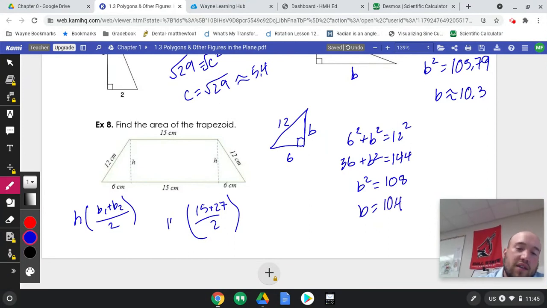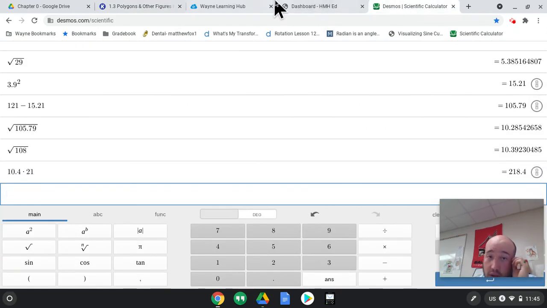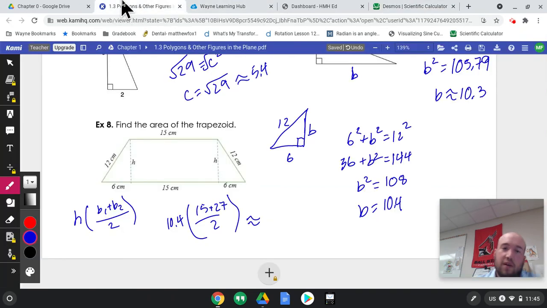So now I can add that in here and multiply. First let's take care of the parentheses. So 15 plus 27 is 42, divided by 2 is 21. So 10.4 times 21, and that will give us our area here. 10.4 times 21, we get 218.4. And our label, centimeters squared.